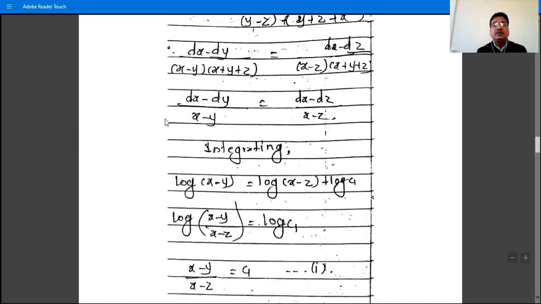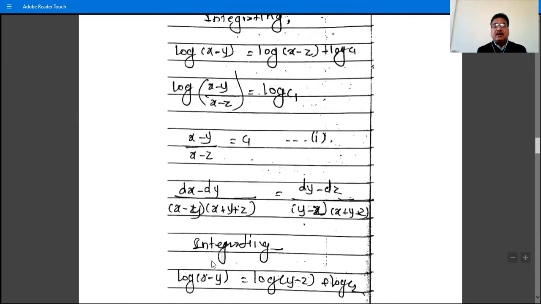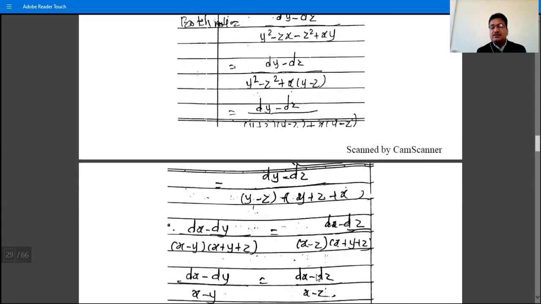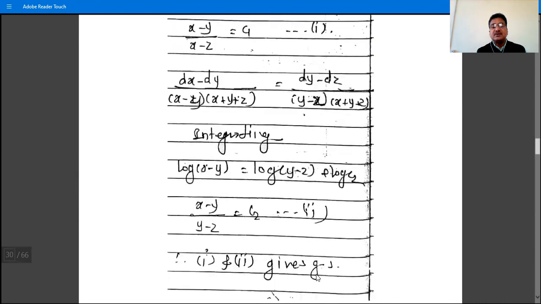Its integration is what? By using the rule, integration of f dash x divided by f x, what we have? Log of (x minus y). The derivative of x minus y is what? dx minus dy, and the derivative of x minus z is dx minus dz, plus log of c1 as a constant of integration. And then cancel log on both sides. We have this solution. And out of these three ratios, consider now first and third, or second and third. We get the second solution.